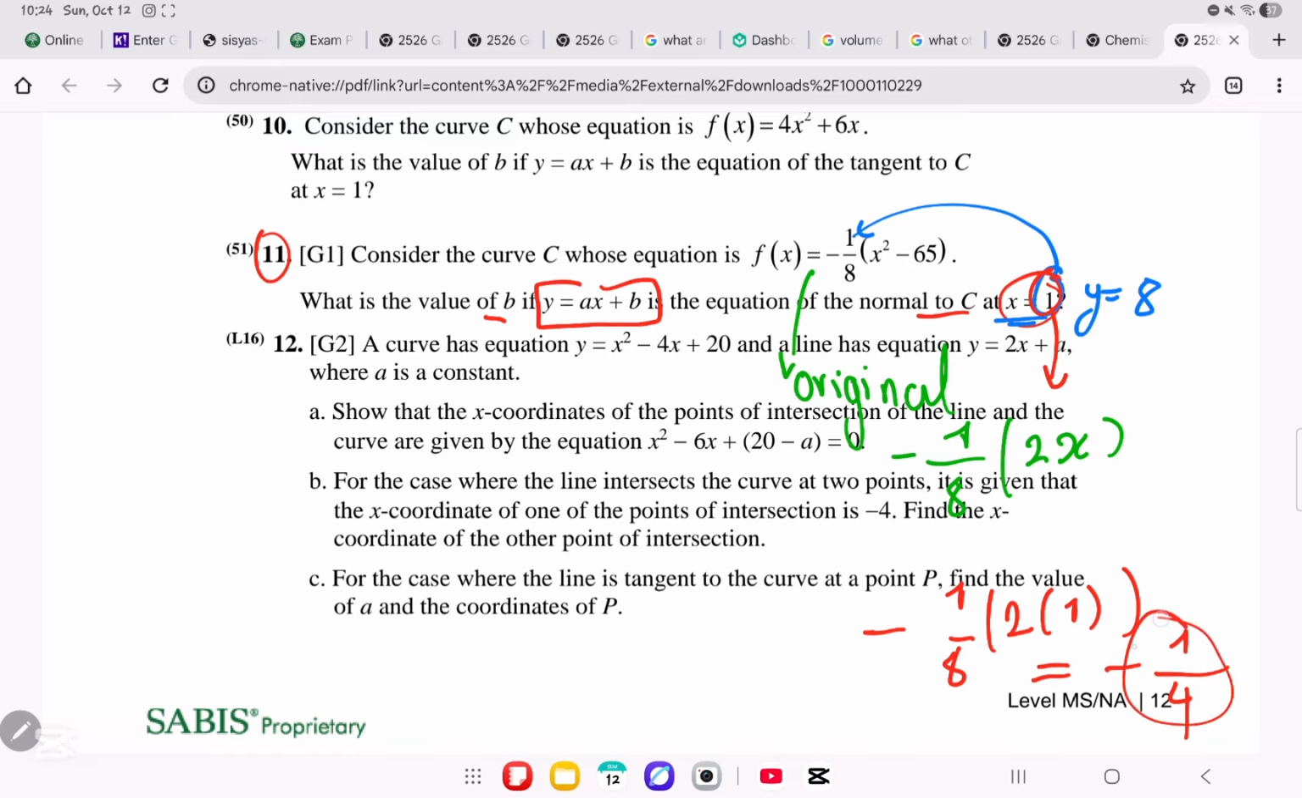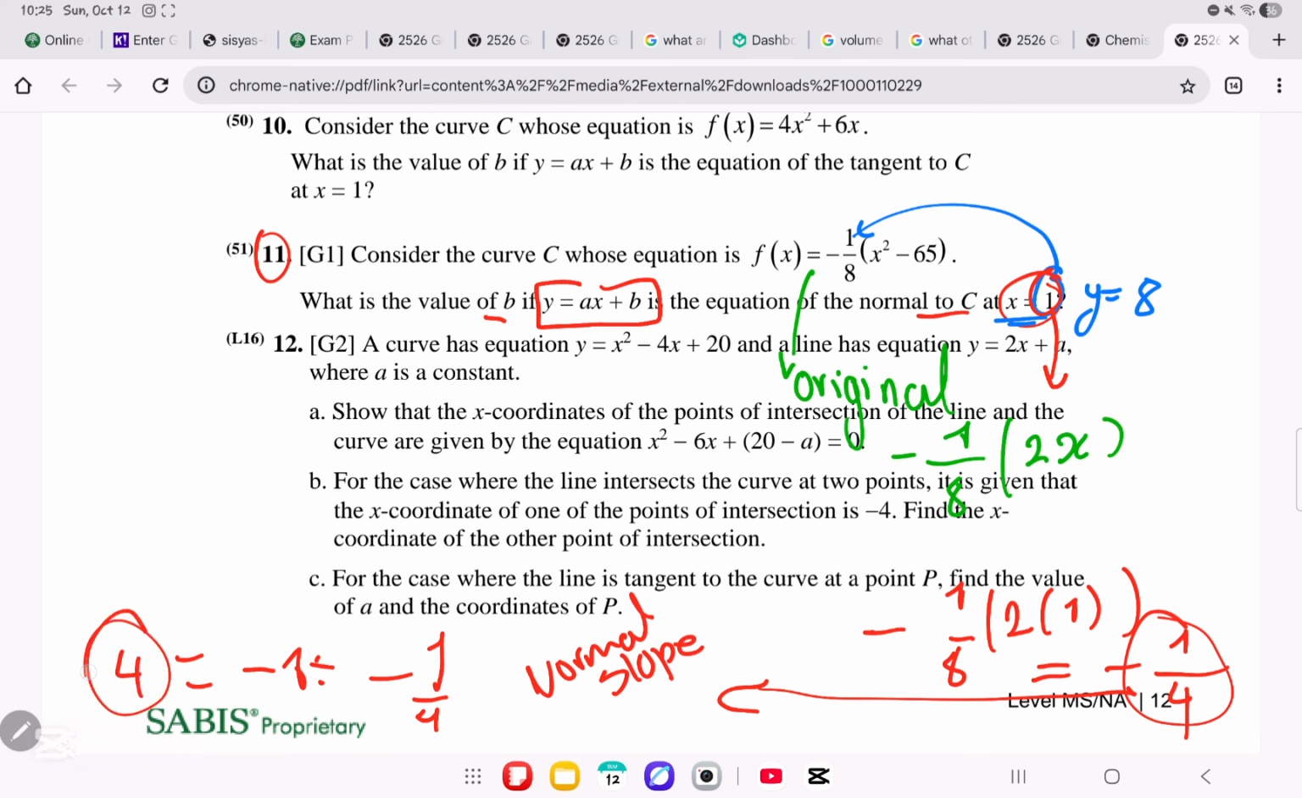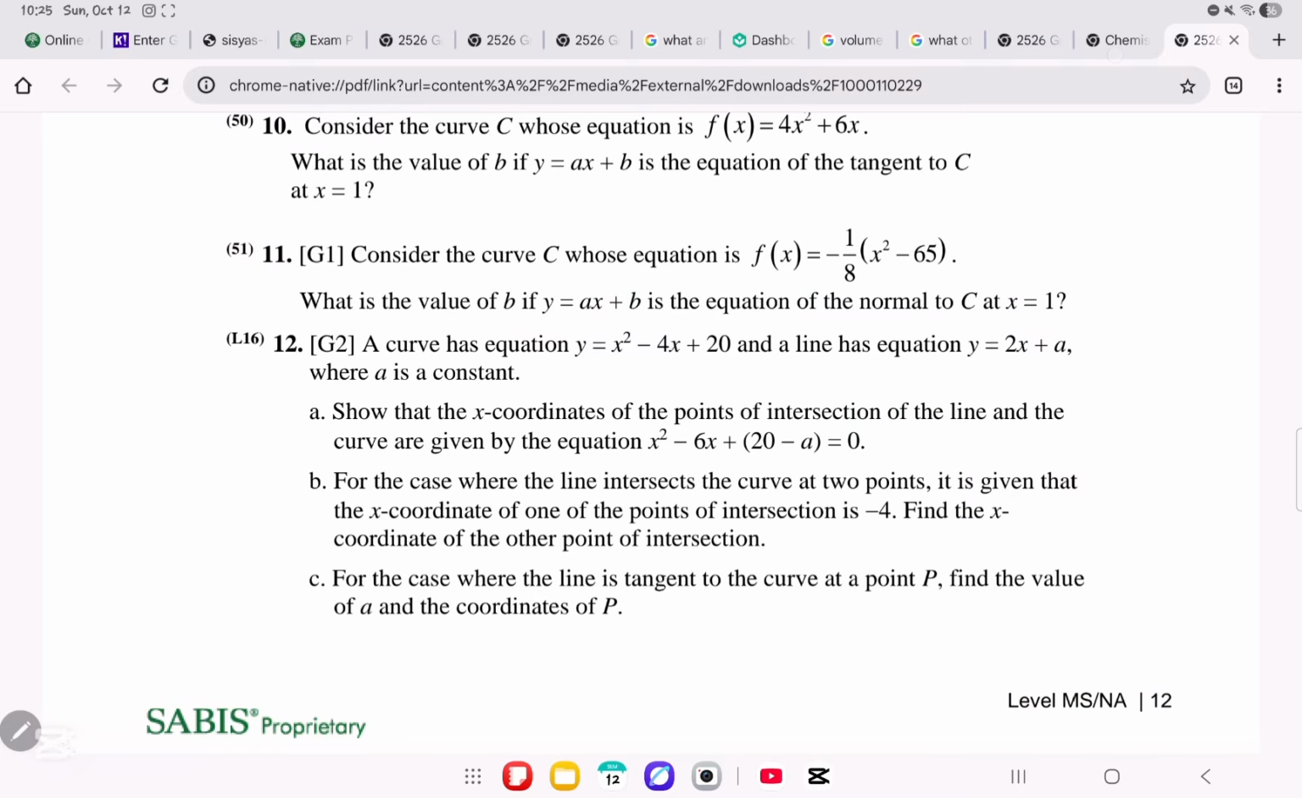How do we find from the original slope the normal slope? Very simply, you will do minus 1 divided by minus 1 over 4. So that's going to be what? That's going to be 4. Now we have the slope of the normal. So y equals 4x plus b. We have x to be 1, we have y to be 8. So now that leaves us with b being equal to what? b being equal to 4. And just like that, we found the value of b.